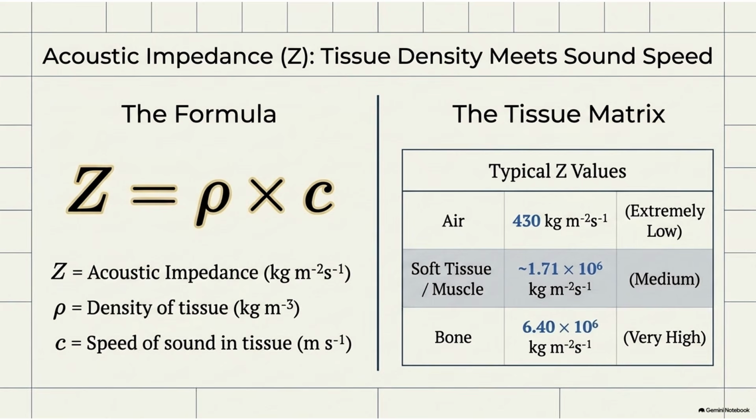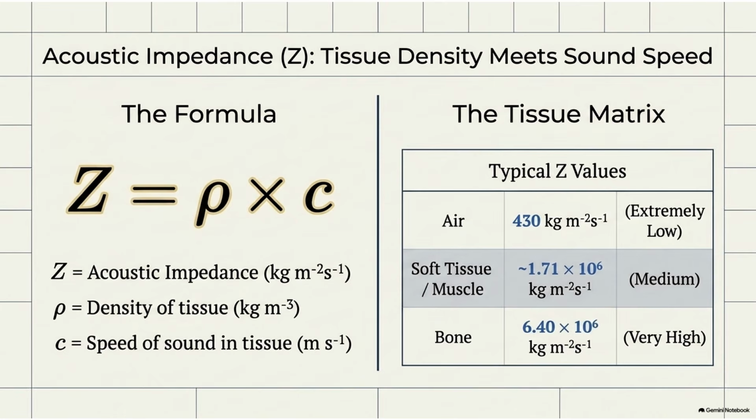To understand why ultrasound is reflected at tissue boundaries, we need the concept of acoustic impedance. Acoustic impedance is represented by the symbol Z. It is given by the equation Z equals rho c. Here, rho is the density of the medium, and c is the speed of sound in that medium. Therefore, acoustic impedance depends on 2 things: the density of the tissue and the speed of sound through it.